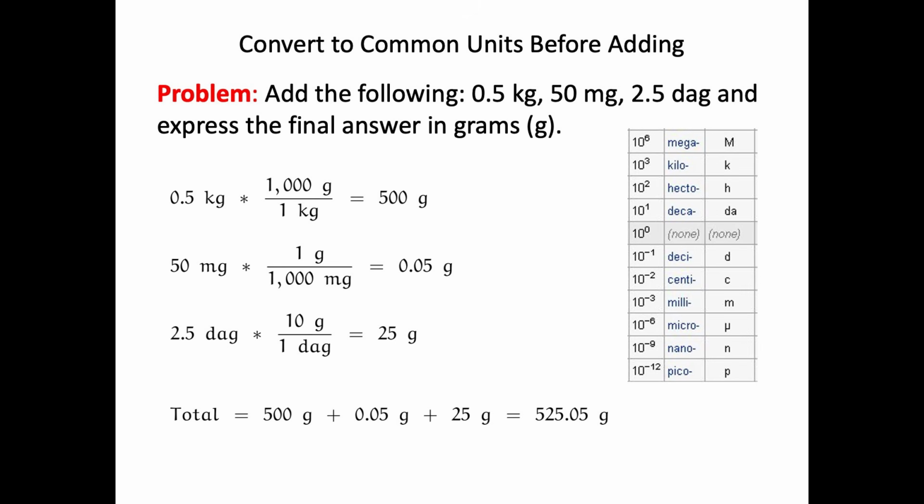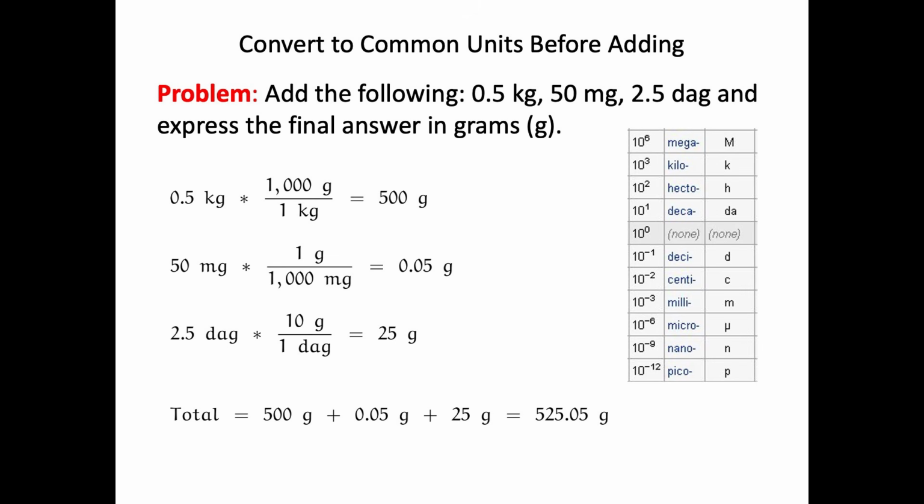We have 50 milligrams. So I go to figure out my conversion factor from the table. I can see that milli is less than a gram by 10 to the minus 3, which again is 1,000, but it's 1,000 times smaller. That means there's 1,000 milligrams to equal 1 gram. So that's my conversion factor. So I'll multiply by 1 gram over 1,000 milligrams. So multiply that by 50, and I get 0.05 grams at the end, since milligrams cancel.